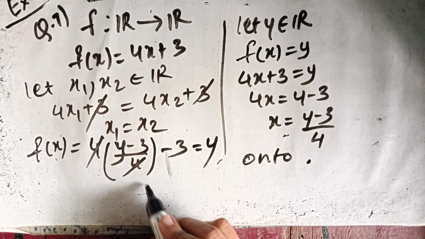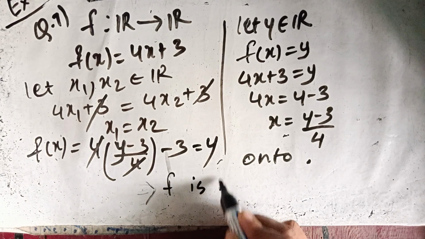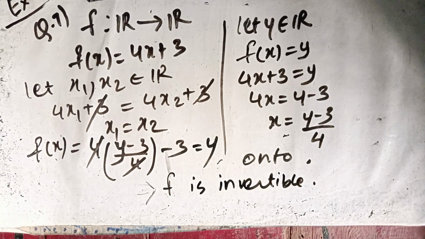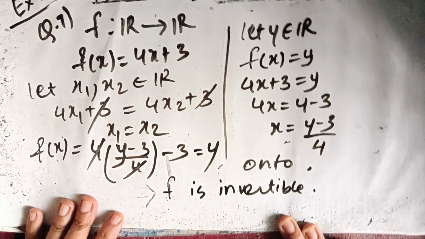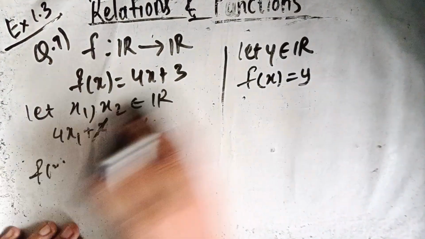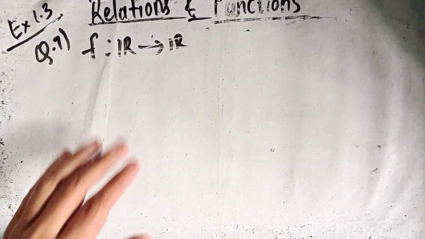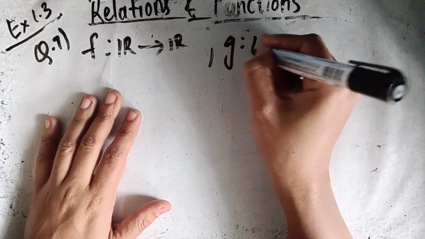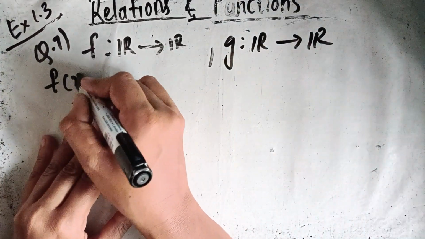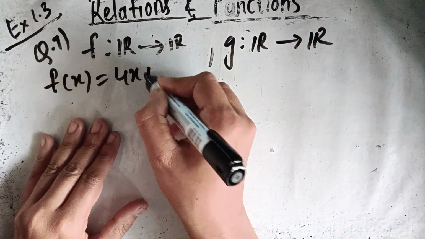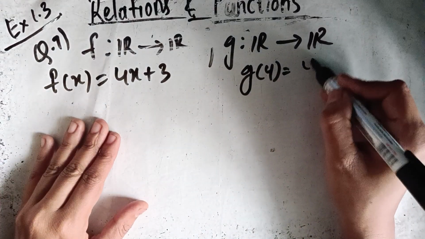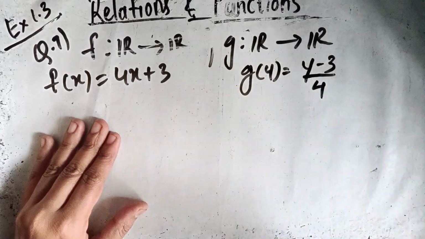So we can say that the function is invertible, meaning f inverse exists. Now we have to go for f inverse. We have to define g from R to R. F is 4x plus 3 and g we have got is y minus 3 upon 4.